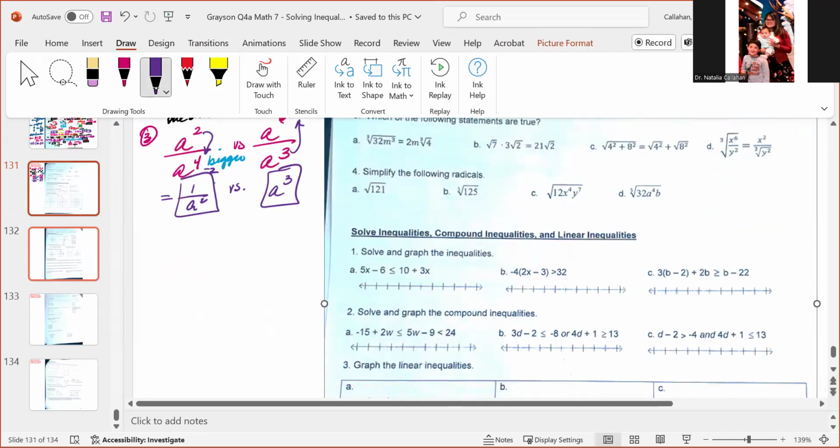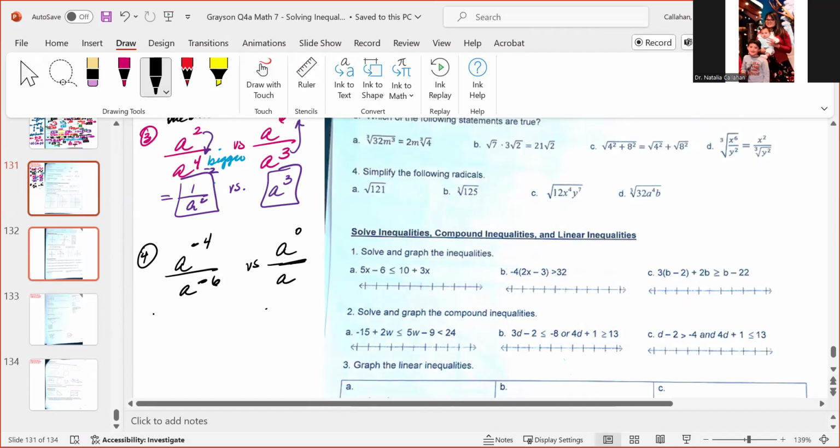All right. Then we have the fourth one, negative exponents, a to the negative 4 over a to the negative 6, right? Versus a to the 0 over a to the negative 5. Okay?